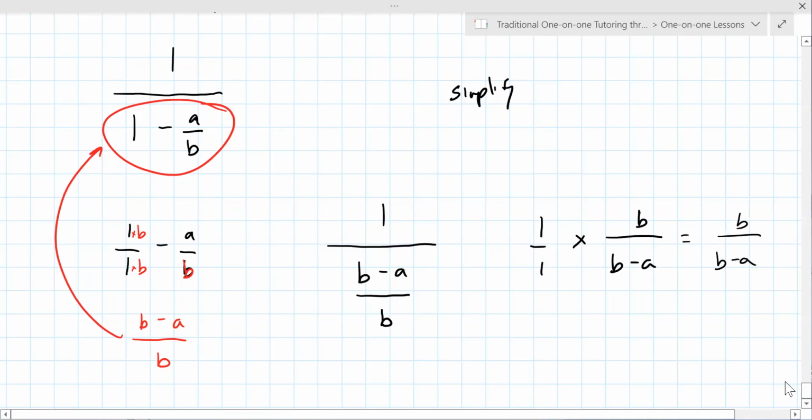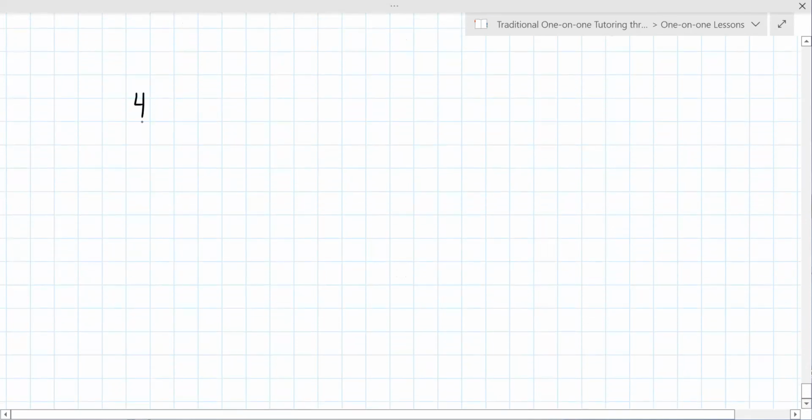So before I give you one more like this, let me give you a numerical one here to try. It's going to have variables in it, but 4 over x over 16 over x squared. Okay, can you reduce this or simplify, please?